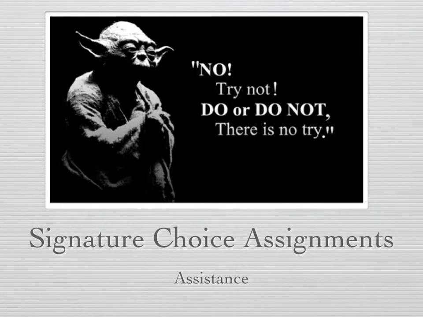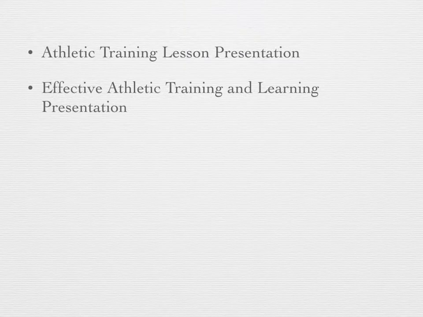So in this presentation, I'm going to try to give you some more help with our 2 choice assignments. So I'll start off with our signature choice assignments. And just as a reminder, you had to select between the athletic training lesson presentation and the effective athletic training learning presentation. By now you should have picked what assignment you're going to do, and I believe I've also asked you to pick the content area and the expected outcome or the clinical integration proficiency for your lesson that you're going to develop.